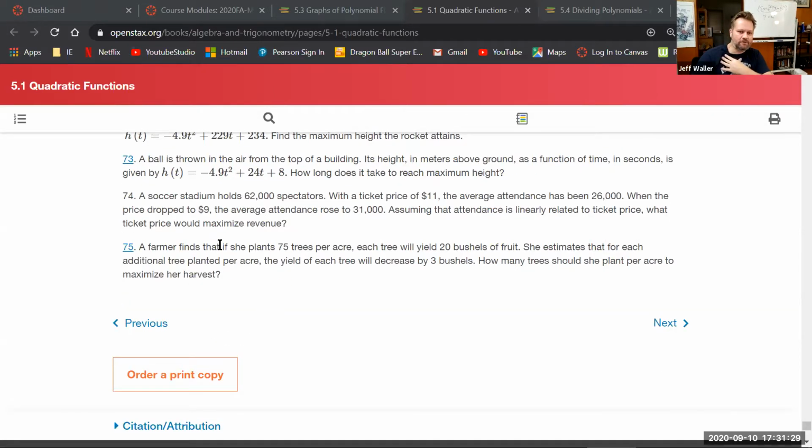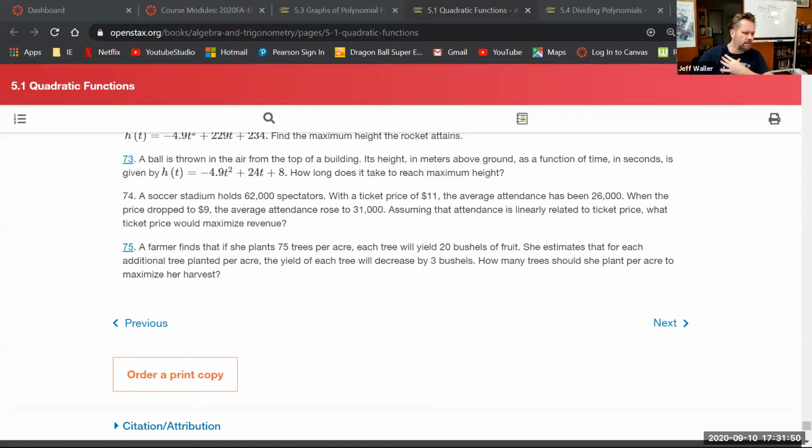So a farmer finds that if she plants 75 trees per acre, each tree will yield 20 bushels of fruit. She estimates that for each additional tree planted per acre, the yield of each tree will decrease by 3 bushels. This is a very interesting problem.